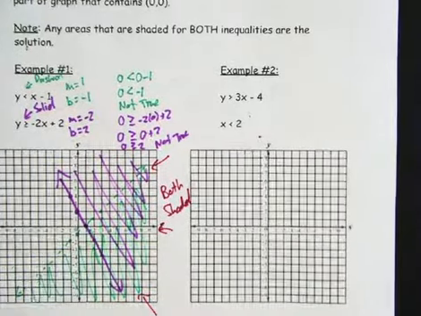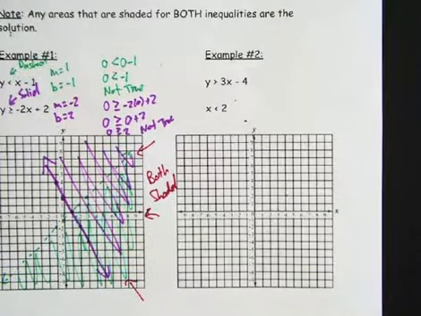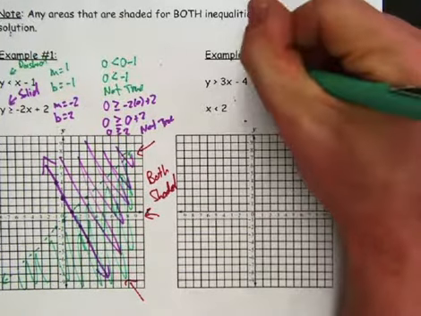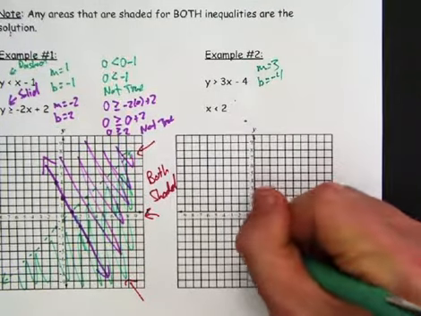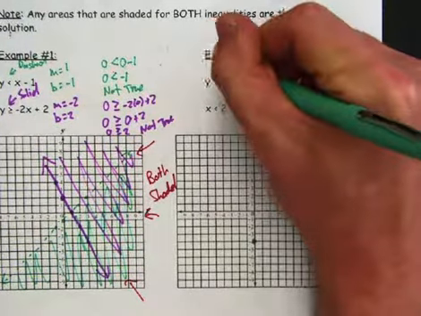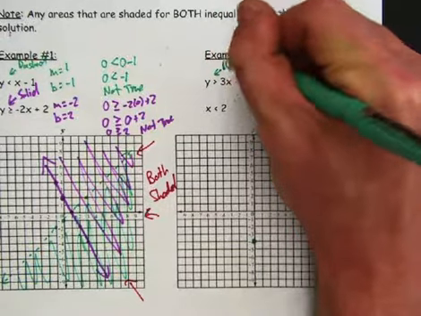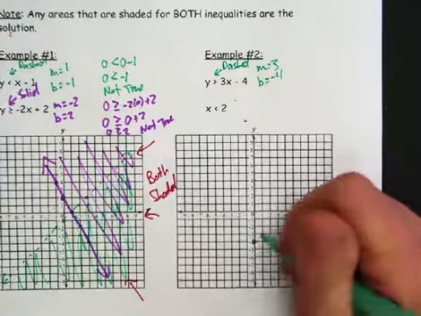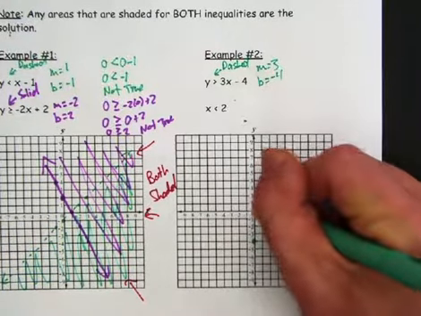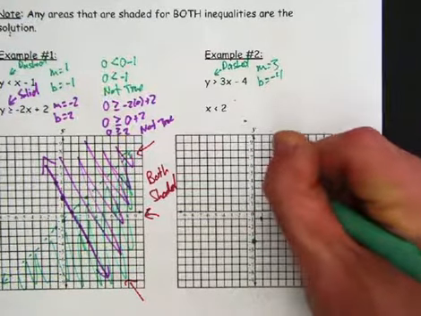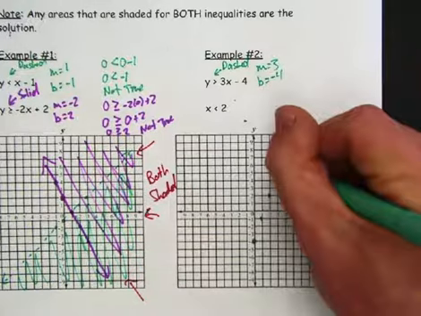Okay? Let's do example number 2. This is our last one. I'm going to use colors again. Y is greater than 3x minus 4. Okay? M equals 3, B equals negative 4. It's a dashed line. But remember, the dashed and solid is important. Okay? So slope is 3. I'm going to go up 1, 2, 3 over 1, up 1, 2, 3 over 1. This is a dashed line.